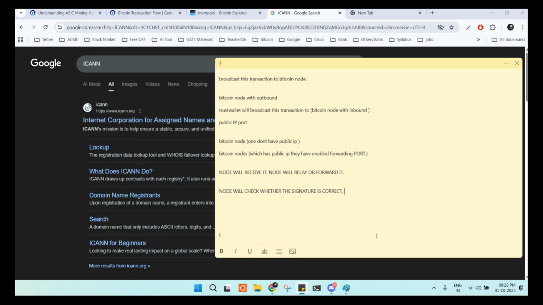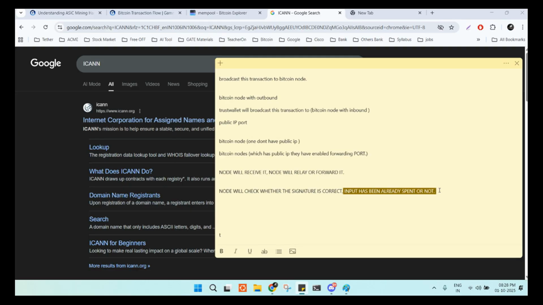How can they check? They have a Bitcoin public address, so they can check whether it has been signed by the correct private key or not. Then they also check whether the input has already been spent or not. This is also a very important thing, because they are making sure that we are not double spending anything. Whenever any Bitcoin node receives these UTXOs or this signature, it will first verify that it has been signed by the correct private key.